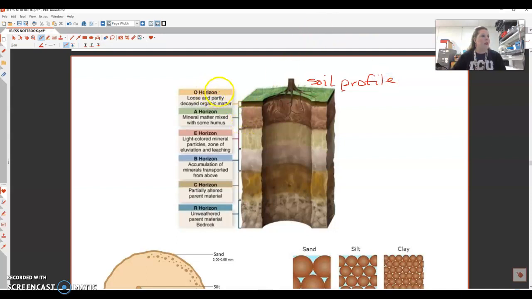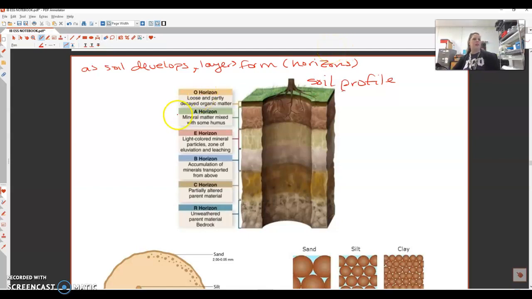So every horizon has a specific set of conditions or components, and it basically varies by the amount of organic content that is found there and how much of that parent material is in that specific horizon. So as soil develops, layers form, and remember we are calling them horizons.